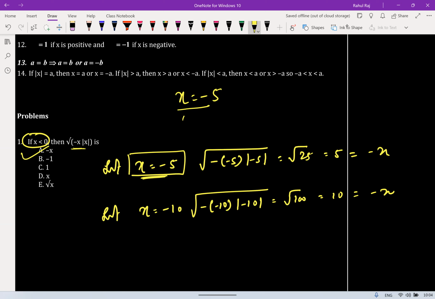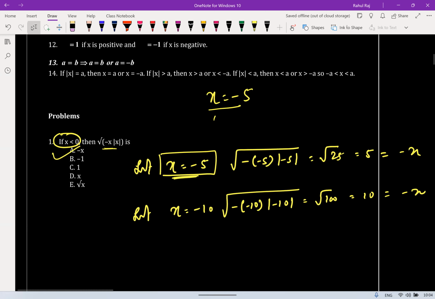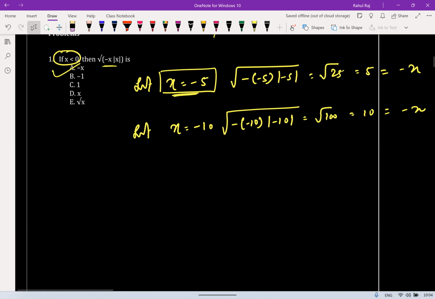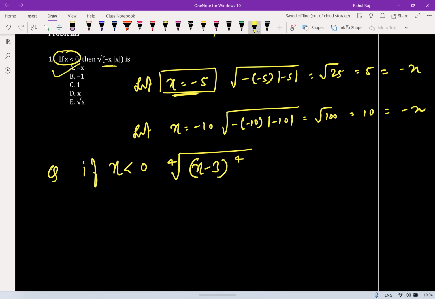Simple, straightforward logic. Now, based on the same concept, can I give you some other question? It looks very complicated, but it is not that complicated at all. So the question is, if x is less than 0, please use your head. If x is less than 0, what is the value of the fourth root of x minus 3 to the power 4 plus x? Don't go mad, Alexa. It's absolutely fine.